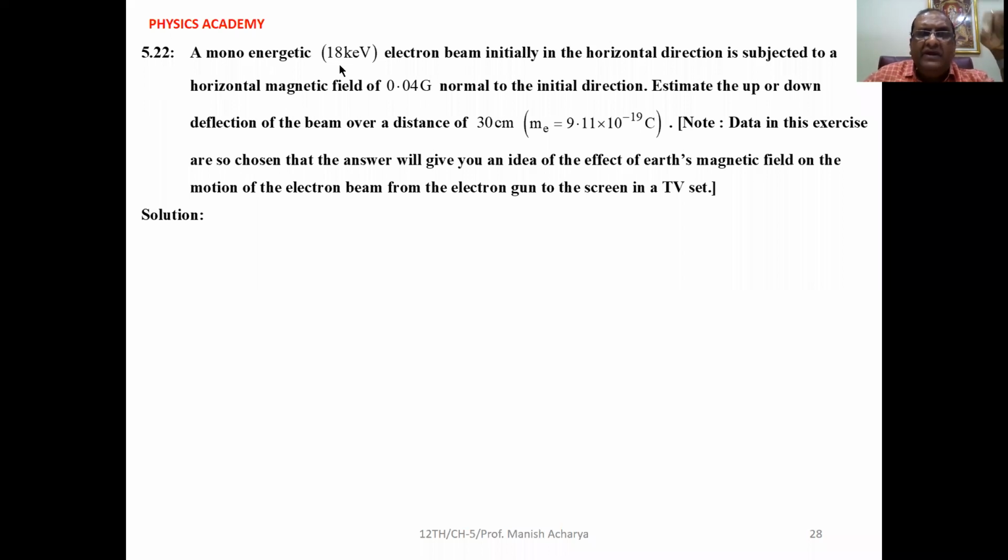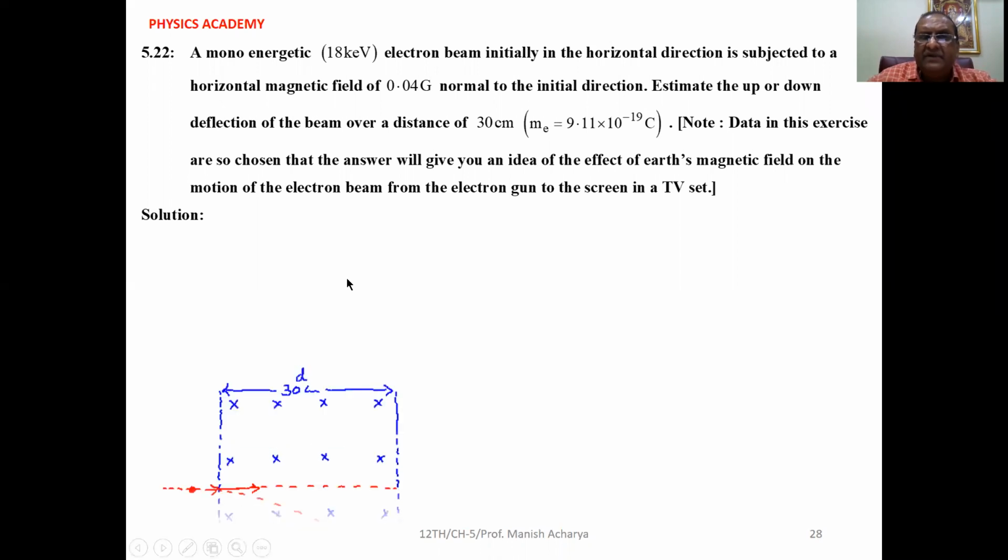5.22. A monoenergetic 18 kilo electron volt electron beam initially in the horizontal direction is subjected to a horizontal magnetic field of 0.04 Gauss, normal to the initial direction. Estimate the up or down deflection of the beam over a distance of 30 centimeter. Mass of electron is 9.11 into 10 raised to minus 19 coulomb. Okay, now this note is not important for us.